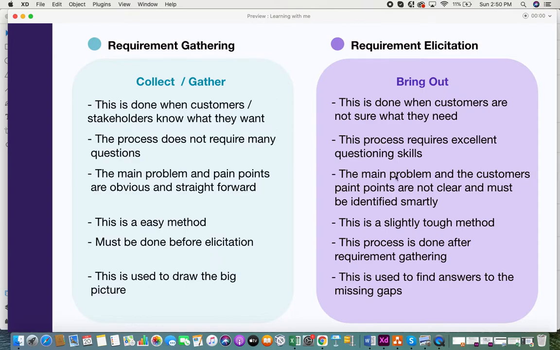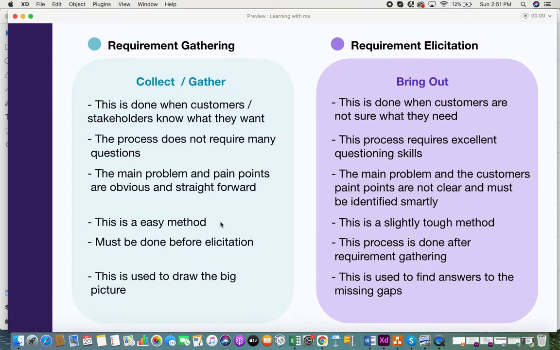But with requirement elicitation, the main problem and the customer's pain points are not clear and must be identified smartly. So, when I said in elicitation the pain points and the problem are not clear, you have to keep asking questions, keep drilling down with those questions to the customer, so that they are able to provide answers by which you'll be able to articulate, process, and find out what the actual requirements are.